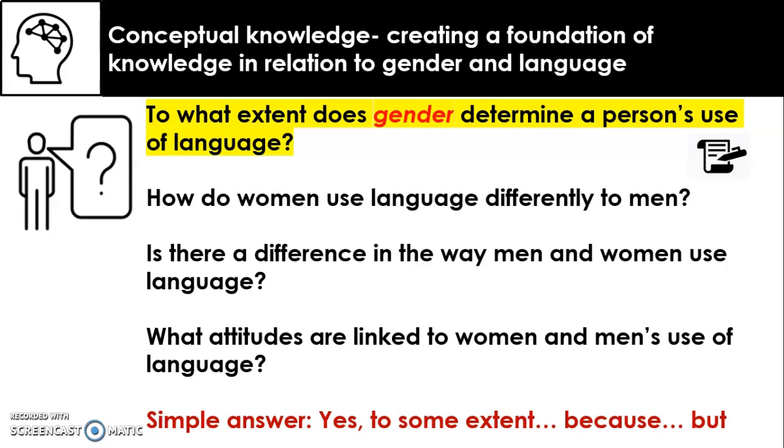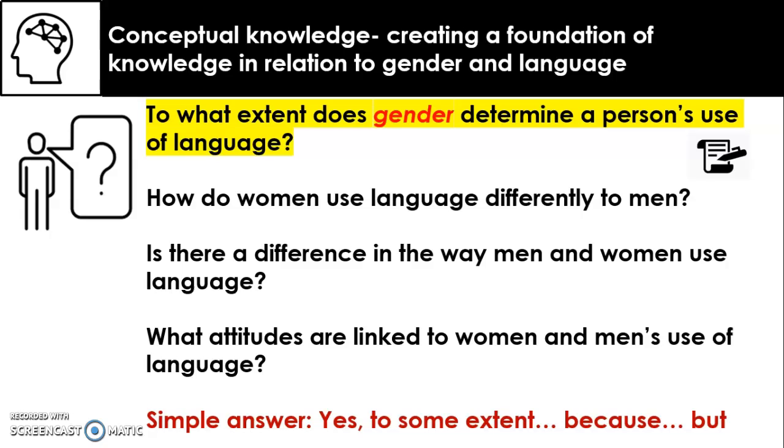And the simple answer is always going to be yes, to some extent, because, but. Okay, so in response to any of these questions, we want to be able to say yes, to some extent, women do use language differently to men because, but. Yes, to some extent, there is a difference in the way men and women use language because, but. And yes, to some extent, there are different attitudes, such as blah, blah, blah, linked to women and men's use of language because, but.